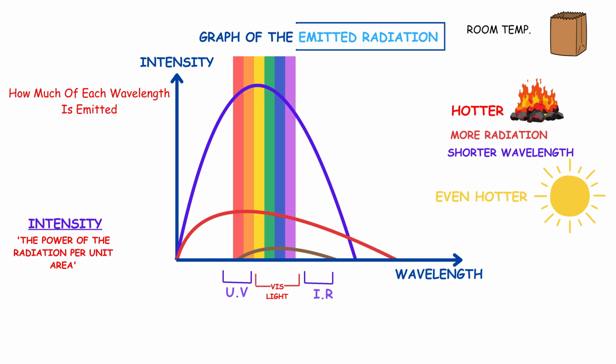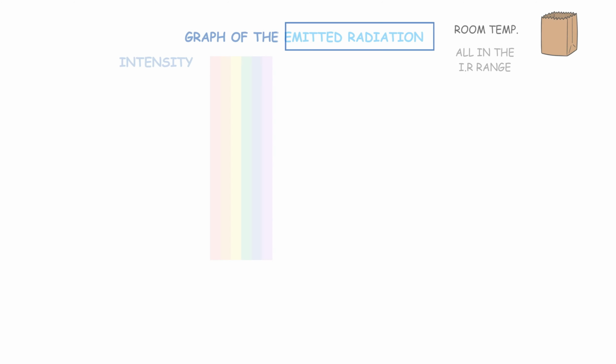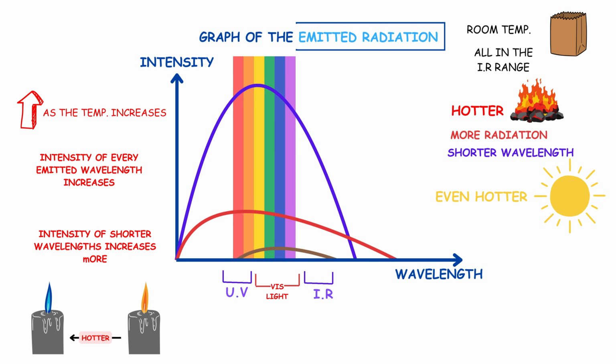The same principle applies even more strongly to an object like the sun, which is incredibly hot. Its emission curve shifts even further to the left and higher up, showing intense radiation in shorter wavelengths like visible light and ultraviolet. From this, we learn that as an object's temperature increases, the intensity of all the emitted wavelengths increases too. However, the rise in intensity is not equal across all wavelengths. The intensity of shorter wavelengths increases more rapidly than that of longer wavelengths, which causes the peak of the emission to shift toward the left on the graph.